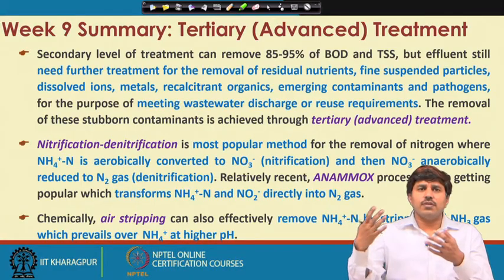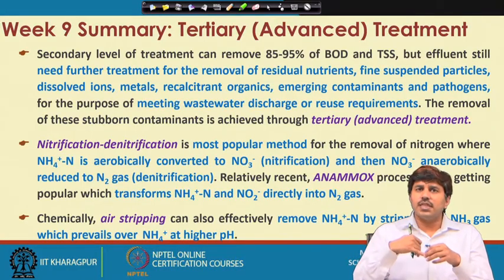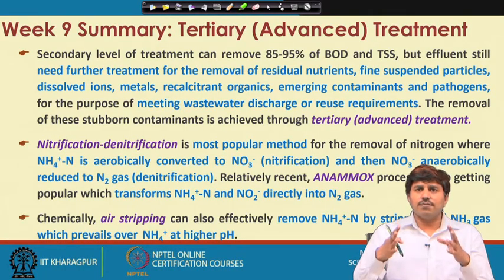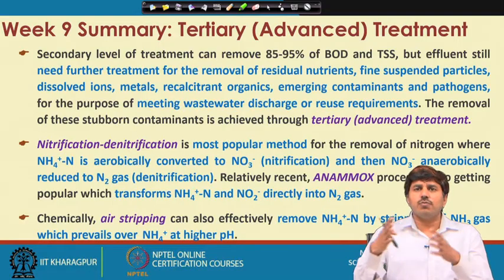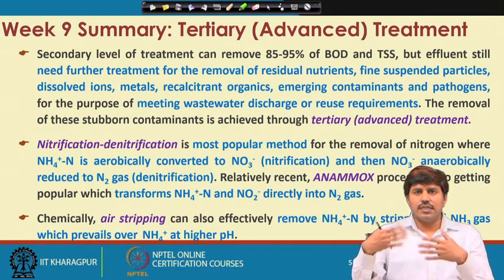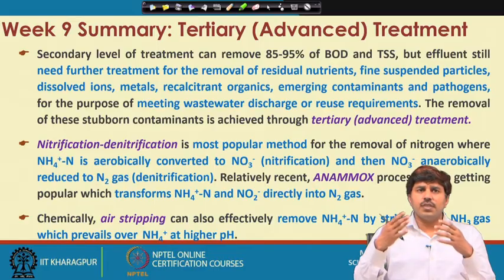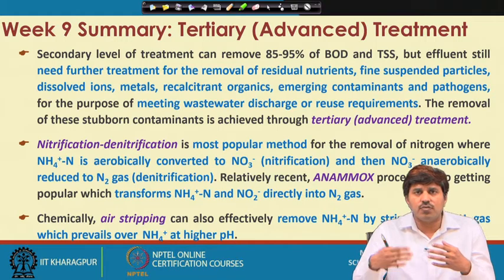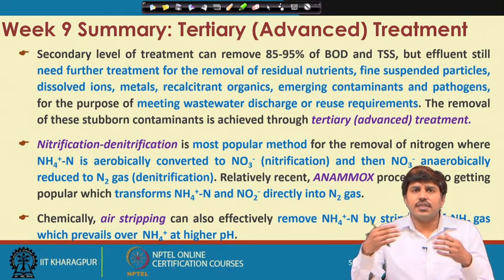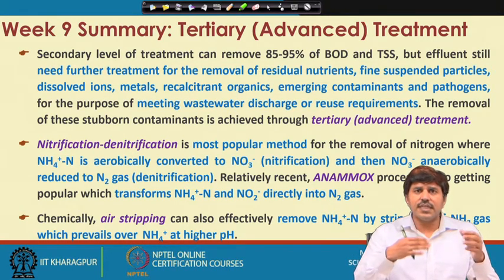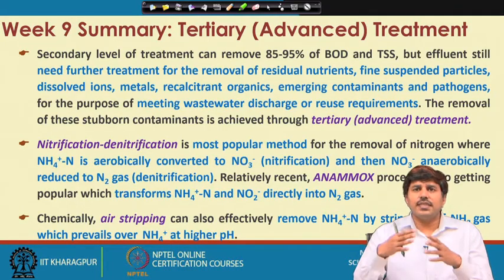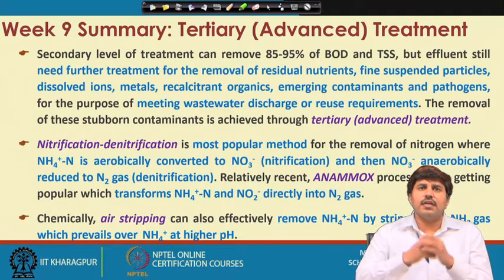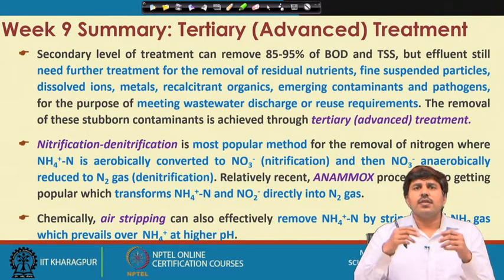The biological process for nitrogen removal includes nitrification and denitrification, which is the most popular method, where through a sequential aerobic and anaerobic process the nitrogen is removed. The first step is aerobic, where the ammoniacal nitrogen is converted into nitrate, which is called nitrification, and nitrite is the intermediate step here. Then the nitrate is anaerobically reduced to nitrogen gas, which is called denitrification, and which takes place in an anaerobic environment.